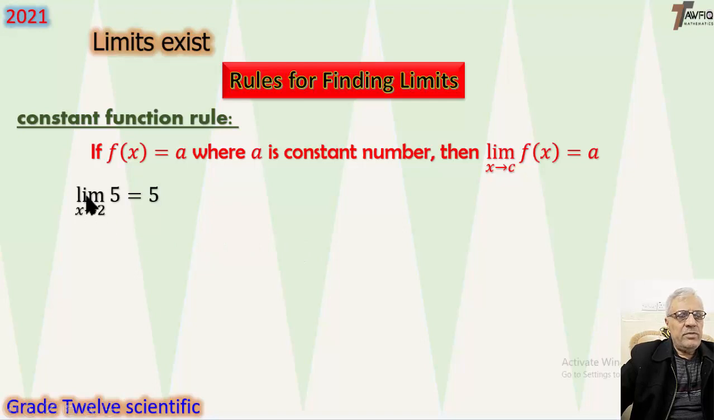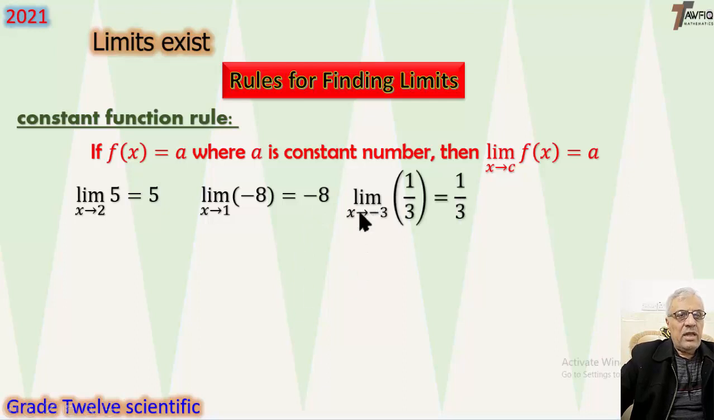For example, the limit of 5 when x approaches 2 is 5 because 5 is constant. And the limit of minus 8 when x approaches 1 is minus 8. And the limit when x approaches minus 3 of 1 over 3 is 1 over 3.